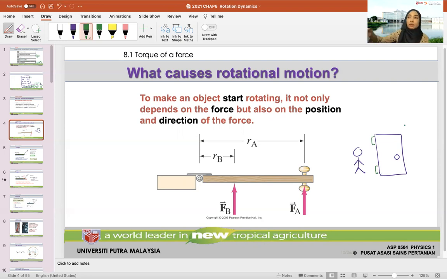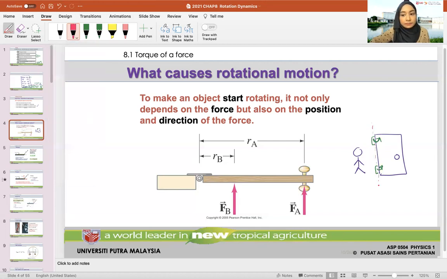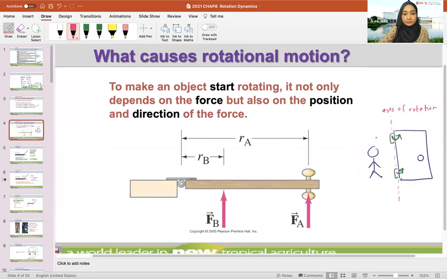When we open the door or close the door, the movement is at the hinge. It is rotating at the hinge. It is either going to open or going to close, but that movement is at the hinge. Without the hinge, it's not going to be able to move forward or backwards, right? So the hinge is our axis of rotation. Without the hinge, there is no rotation. So this is your axis of rotation, ataupun the axis of rotation of Hazira's door.